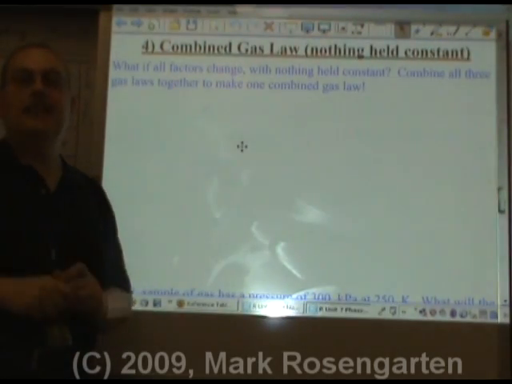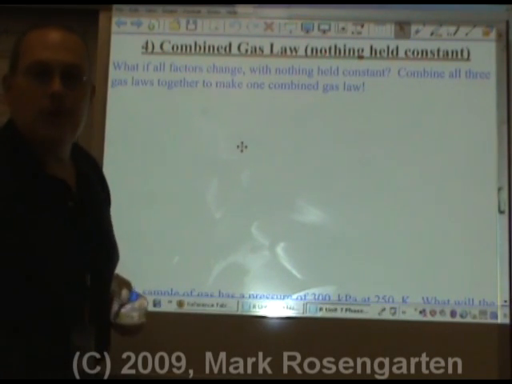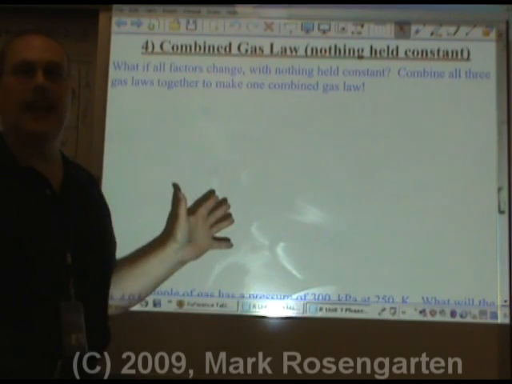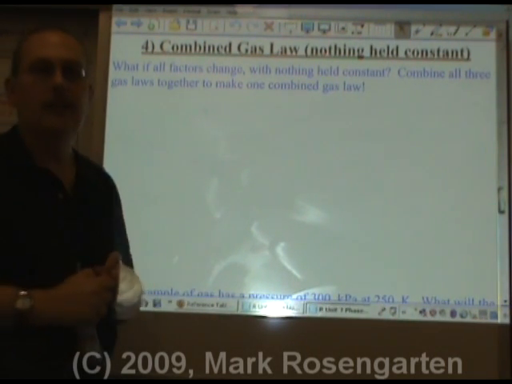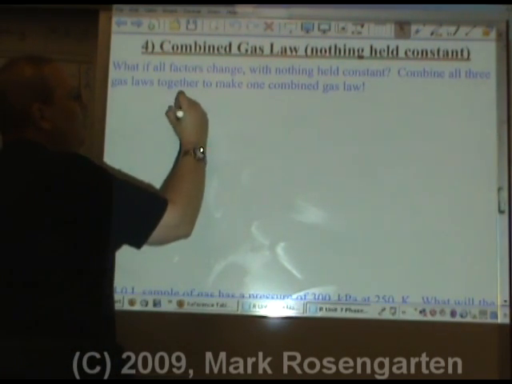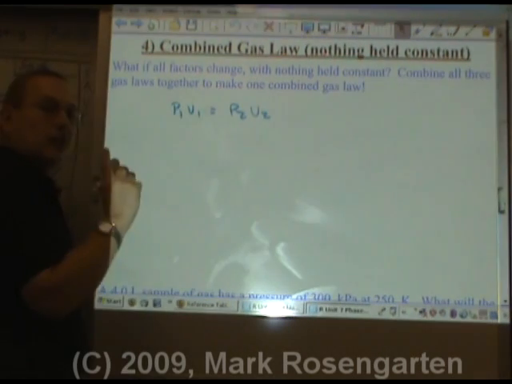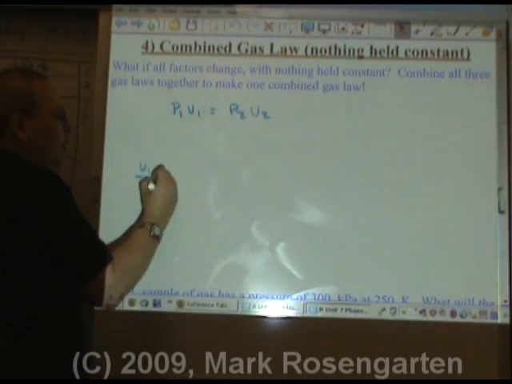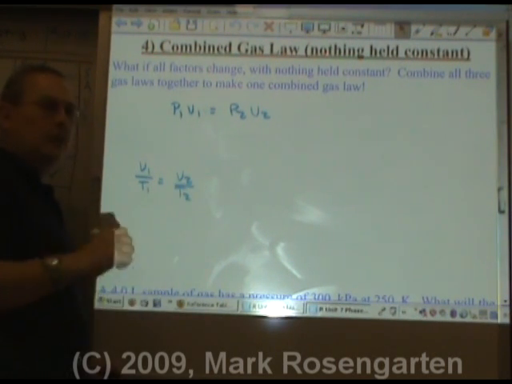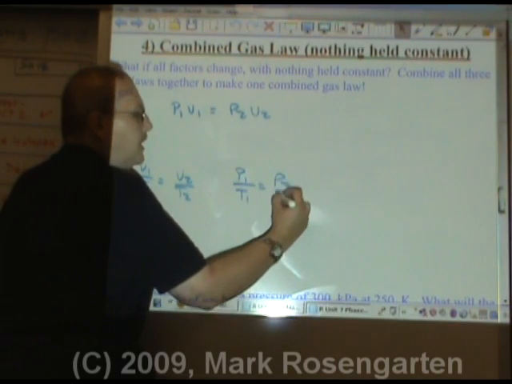You can combine these gas laws together into one combined gas law, which you can use instead of 3 separate gas laws. In fact, you can get these 3 gas laws from this combined gas law. Or you can use all the variables. Here's how it works. Boyle's law is P1V1 equals P2V2. Charles' law is V1 over T1 equals V2 over T2. Gay-Lussac's law is P1 over T1 equals P2 over T2.